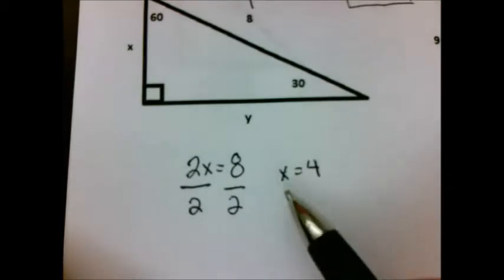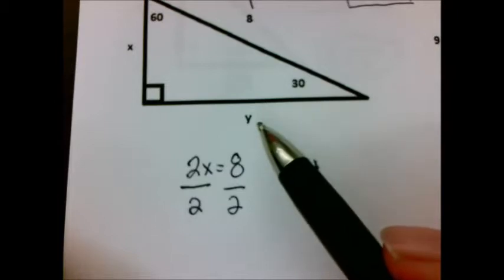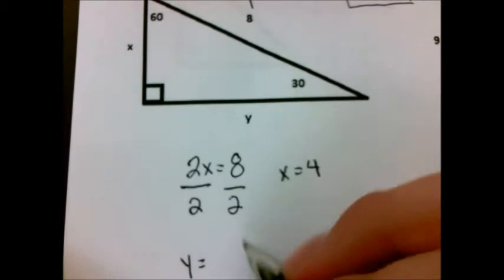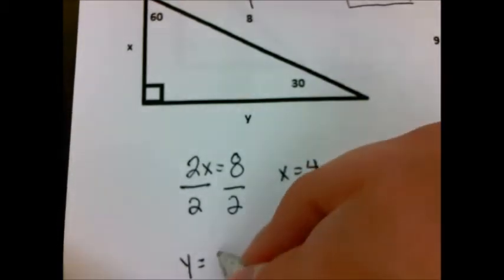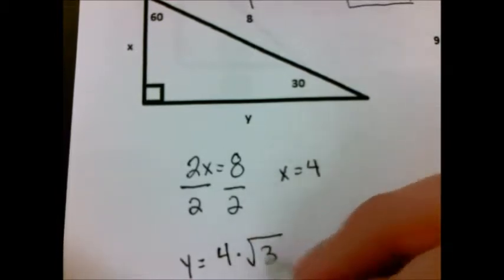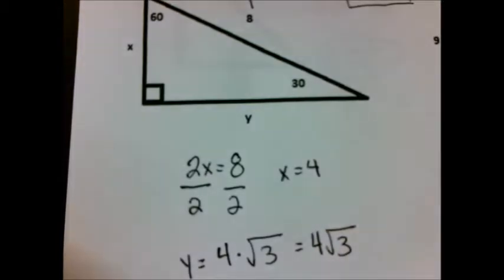Now we know the shorter leg is 4. So now we can find y. Y should be the shorter leg, which is 4, multiplied by the square root of 3. So 4 times square root of 3 gives us 4 square root 3. Give you a second to write that down.